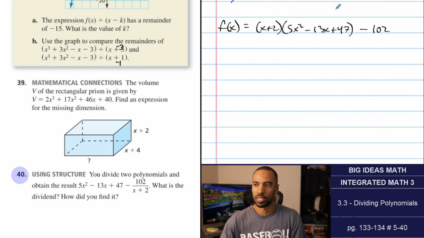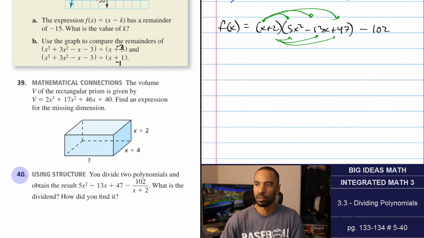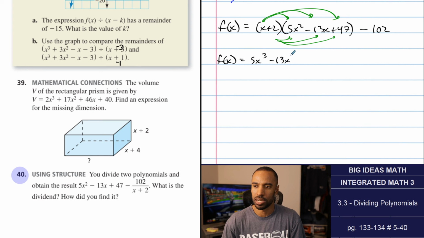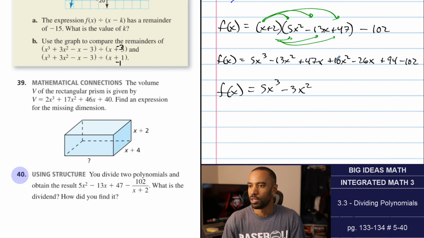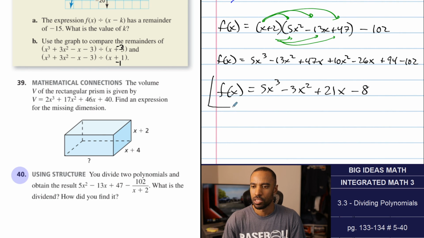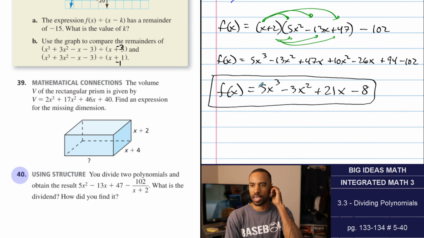Now, I got to distribute this thing out. They want to know what the original function is, so I got to distribute here and here. Leave the negative 102 for the end. So we got 5x cubed minus 13x squared plus 47x, and then plus 10x squared minus 26x plus 94 minus 102. All right, here's going to be our final function. 5x cubed stands alone. Negative 13x squared plus 10x squared is negative 3x squared. 47x minus 26x is 21x, and 94 minus 102 is negative 8. So this must have been the original function that worked out to become that.